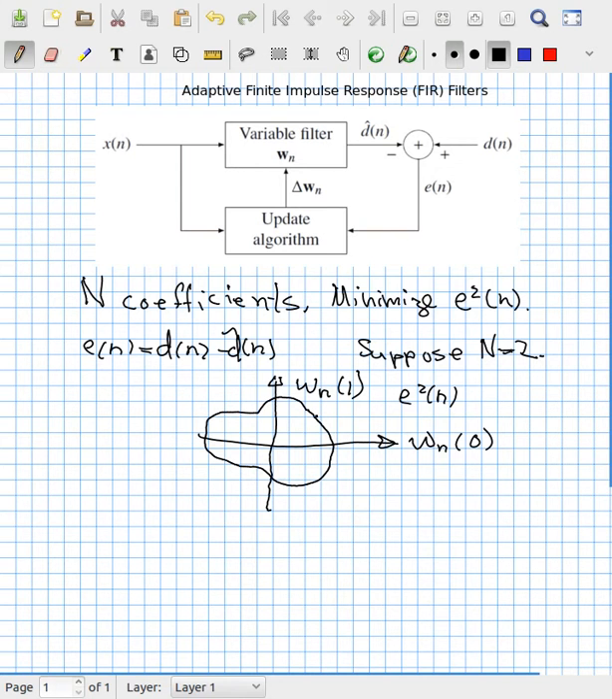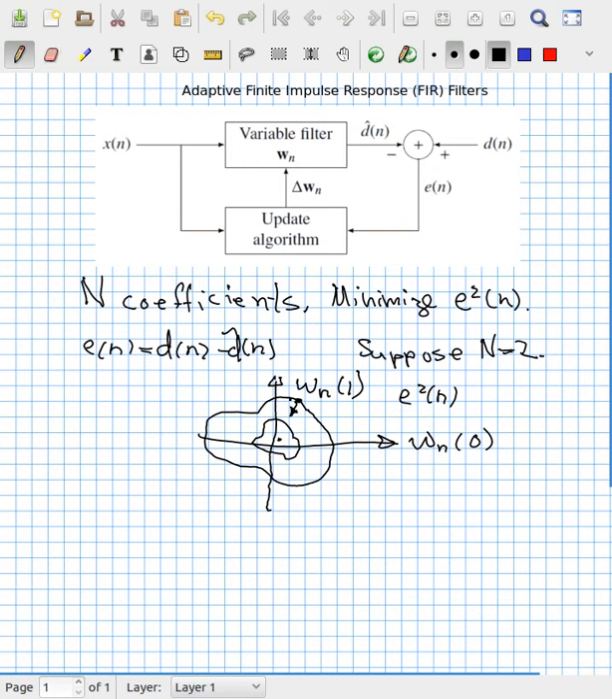And if we plot e squared of n here, we could make a contour plot, probably something like this. And maybe it's going down into a hole here. Maybe that's the minimum there. Suppose we're right here at this specific point at a certain time in our algorithm. What we'd like to do is minimize e squared of n by taking a little step, by adjusting Wn of 1 and Wn of 0 a little bit.